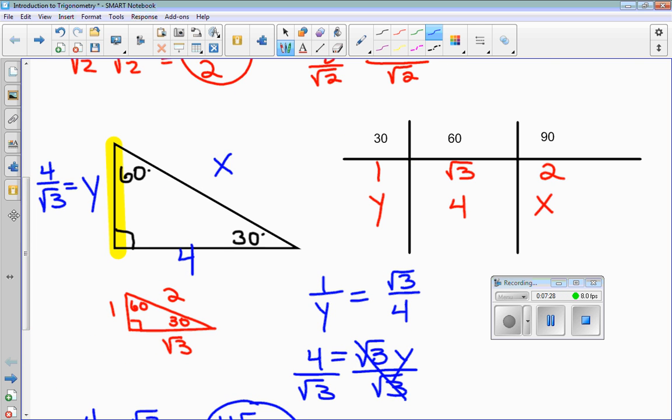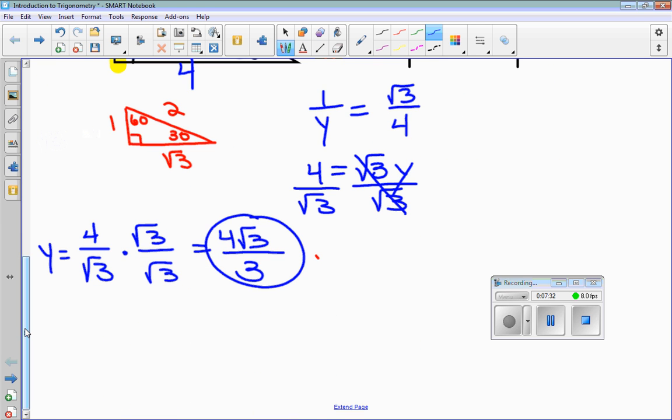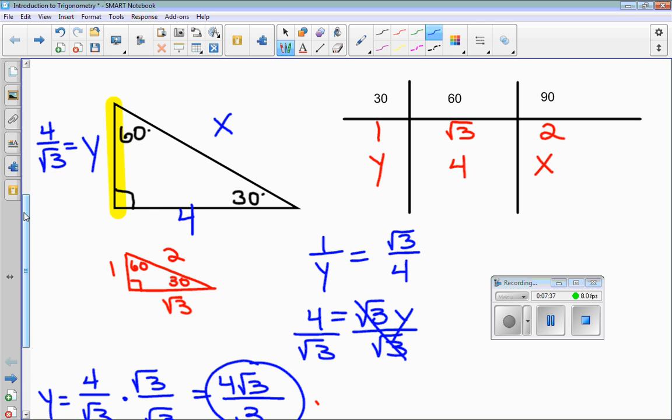All right. Now, how do I find x? Yeah, I take that number and I multiply it by 2. Now, if I didn't remember how to do that, could I set up a proportion also? Could I say the square root of 3 over 4 is equal to 2 over x? Sure. And you would end up doing the same thing, okay? No problem. But I'm going to go ahead and take 4 radical 3 over 3 and multiply it times 2. Because I know the hypotenuse is twice as long as the short leg.